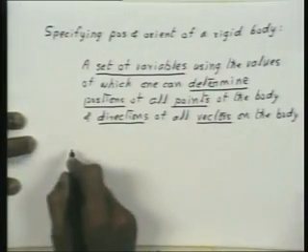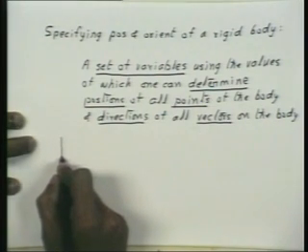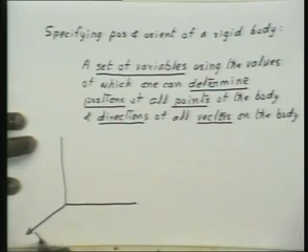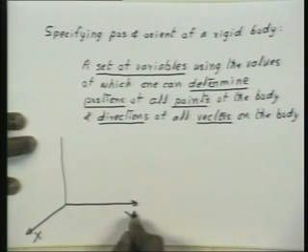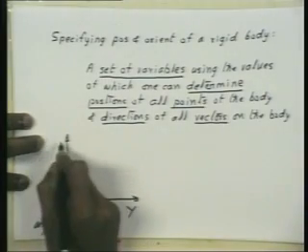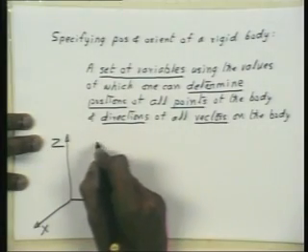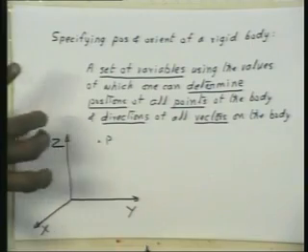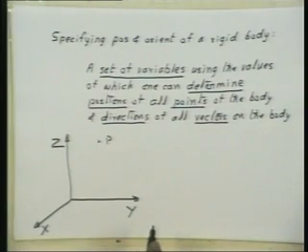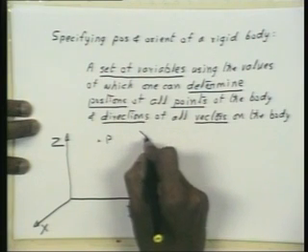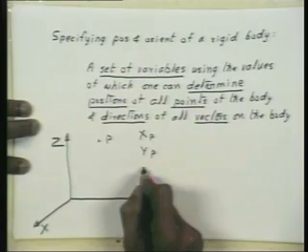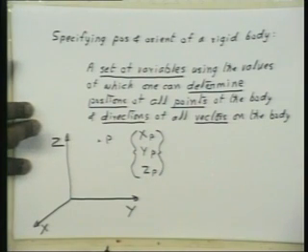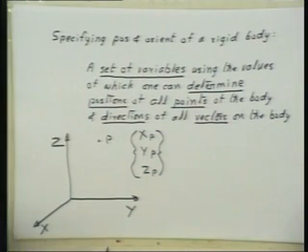Let's take a system which we normally use for specifying locations of points. Let's say this is the global reference frame, which one assumes is fixed. If you take a point P, the position of that point is specified by the three coordinates xp, yp, zp. So this is a vector of variables which specifies the position of the point.